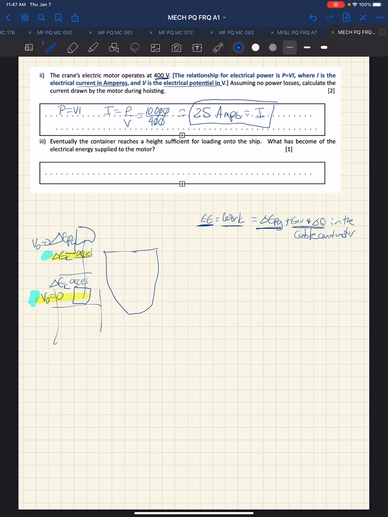So we would say the EE went into work stored as gravitational potential energy and kinetic energy that returned to 0 at the top, and was expended in thermal energy of the cable and electric motor.